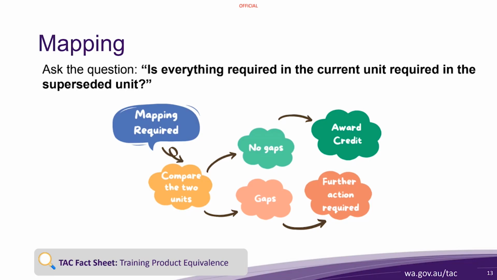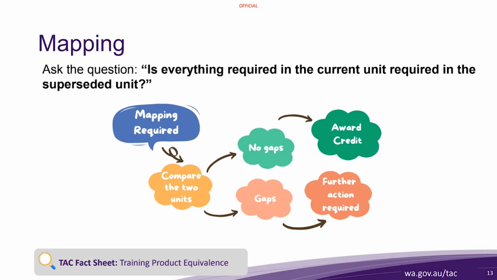So let's have a look at mapping as a process. Fundamentally, the question that we're trying to answer here is: is everything required in the current unit required in the superseded unit? And the only way we can answer that is by doing a mapping. Now, I reiterate that if the unit is immediately superseded, if they're offering a unit that immediately supersedes the current unit, then a mapping does not need to be done. You can administratively and automatically award credit for that immediately superseded unit.